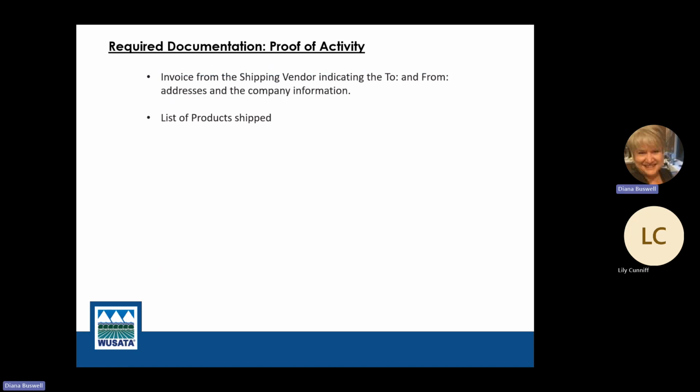The required documentation or proof of activity: you'll need to have the invoice from the shipping vendor that includes the to and the from addresses in the company information. And you'll also have to include the list of products that were shipped.